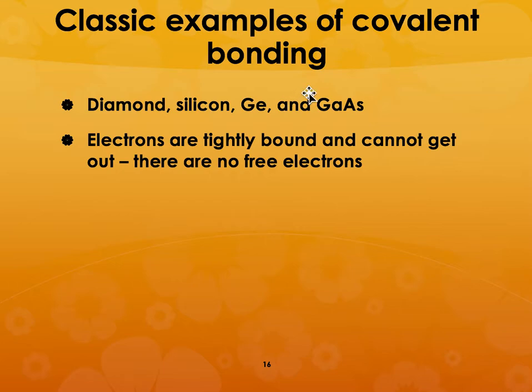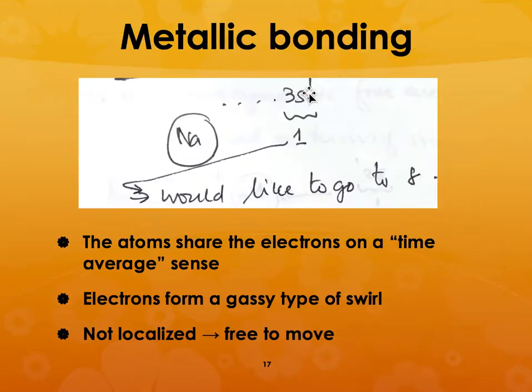So the classic examples of covalent bonding, the most common one is diamond and silicon. Then you also have germanium and gallium arsenide. Those electrons are tightly bound and they cannot get out. So there are no free electrons in covalent bonding. The third kind of bonds are called metallic bonds.